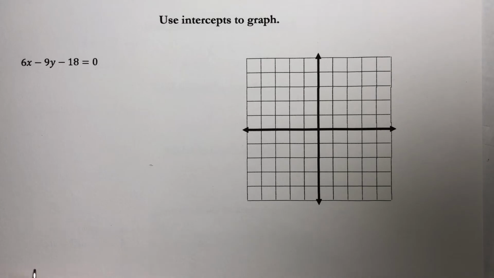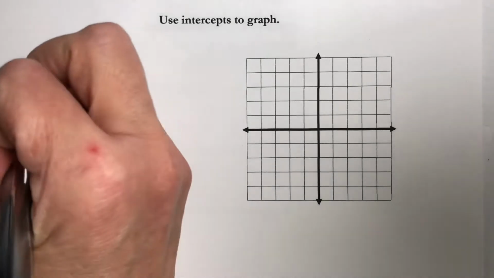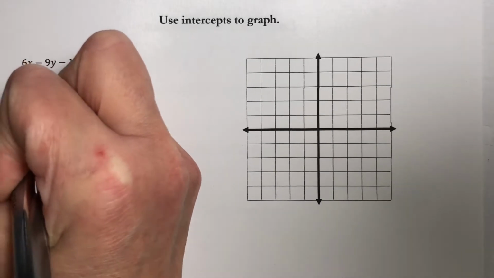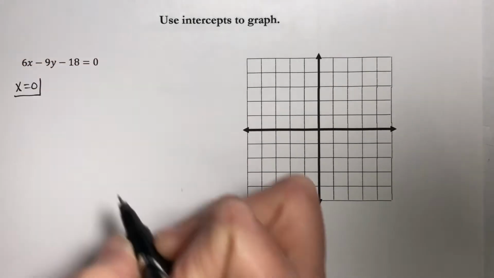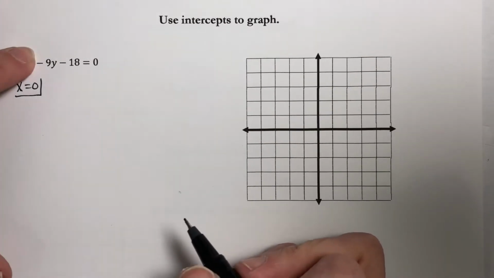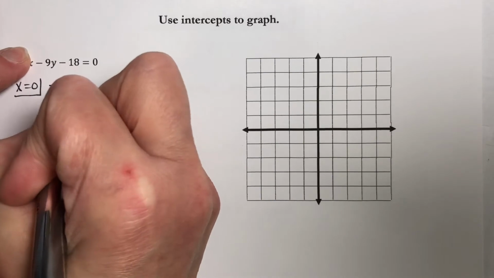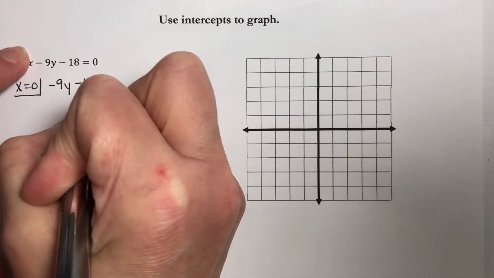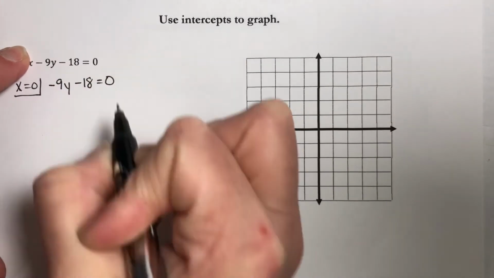Now, to find our intercepts, all we do is we plug in 0 for x and then 0 for y, get 2 points, and draw them. So let's just say if x is equal to 0. If x is 0, what I have is 6 times 0, which goes away. So I have negative 9y minus 18 is equal to 0.